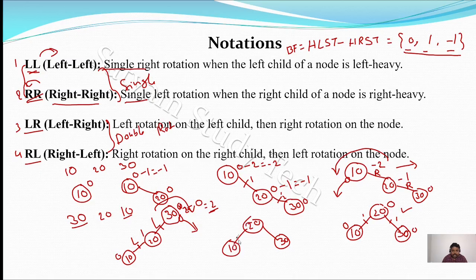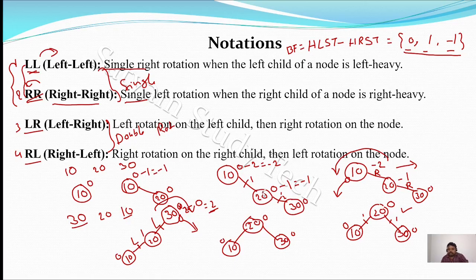Okay, now again we have to calculate the balance factor after rotation. The balance factor of 10 is 0, the balance factor of 30 is 0, and for 20, the left subtree height is 1 and the right subtree height is 1. So 1 minus 1 is also 0. So it is balanced. So these are the single rotations, LL and RR.